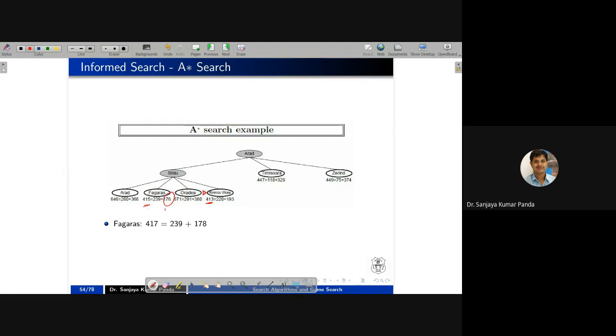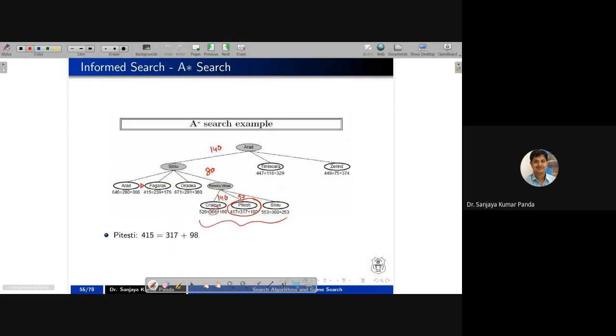This is not 176, this is 178. Then you will get this value as 417. But here you are getting the value 413. That's why you have expanded R. Okay. Then after expanding R, you found that P is the better path to expand from R.